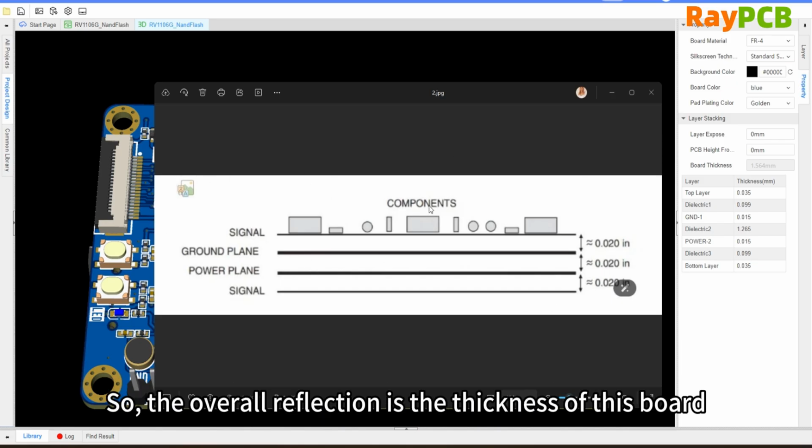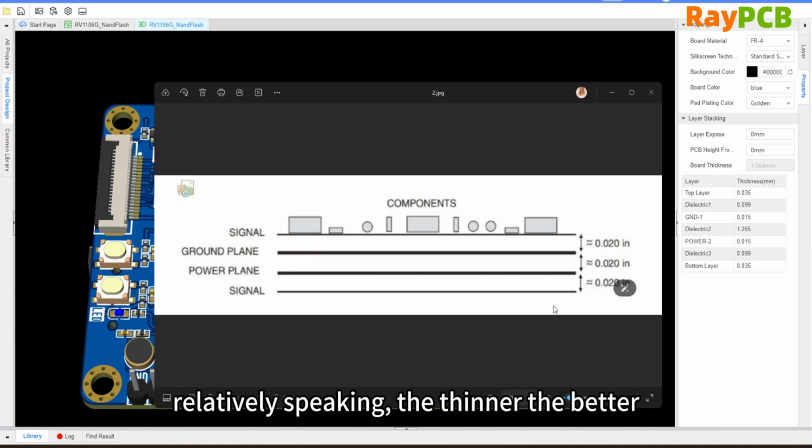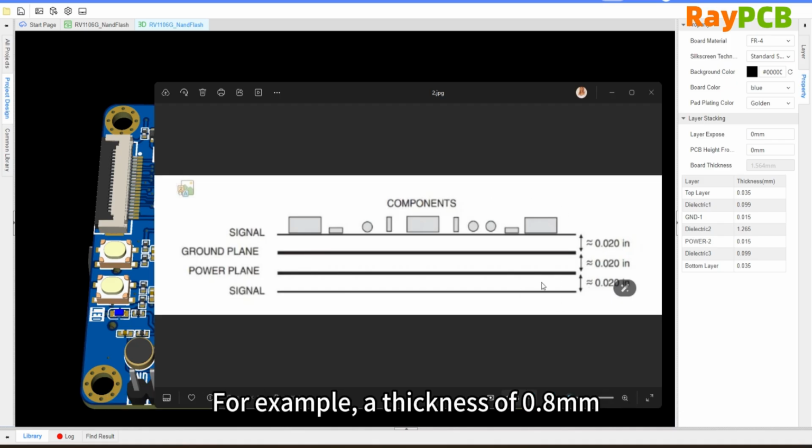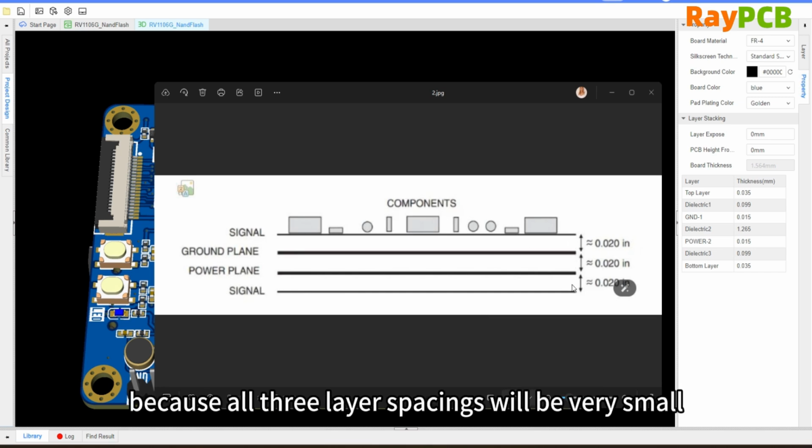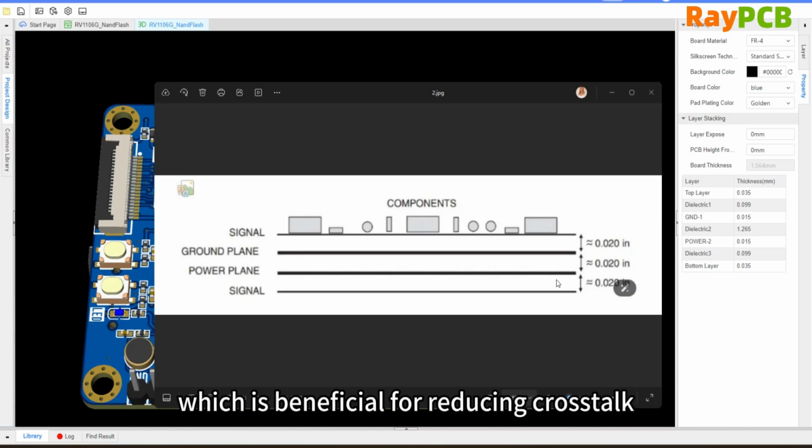Overall, the thinner the board, the better. For example, a thickness of 0.8 will definitely be better than 0.6 because all three interlayer spacings will be smaller, which is beneficial for reducing crosstalk.